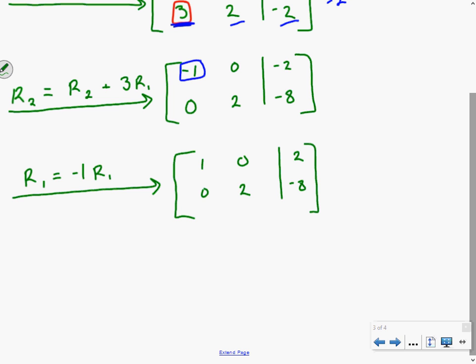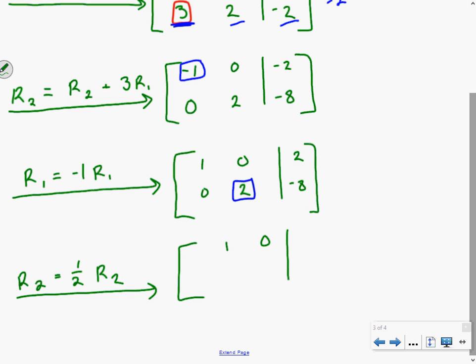So now our final step, in order to get a 1 here in our bottom row, to turn a 2 into a 1, I need to multiply by 1/2. So we're going to say row 2 is equal to 1/2 times row 2. So 0 times 1/2 is 0. 2 times 1/2 is 1. -8 times 1/2 is -4. And we have found our solution.